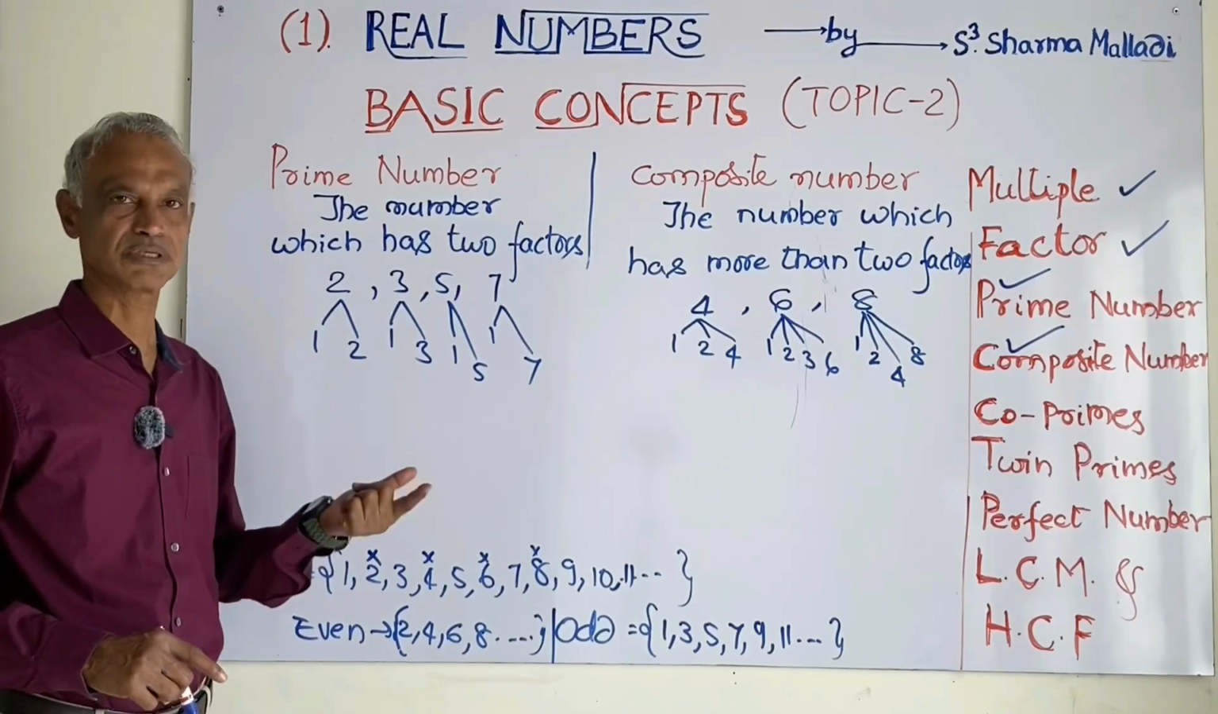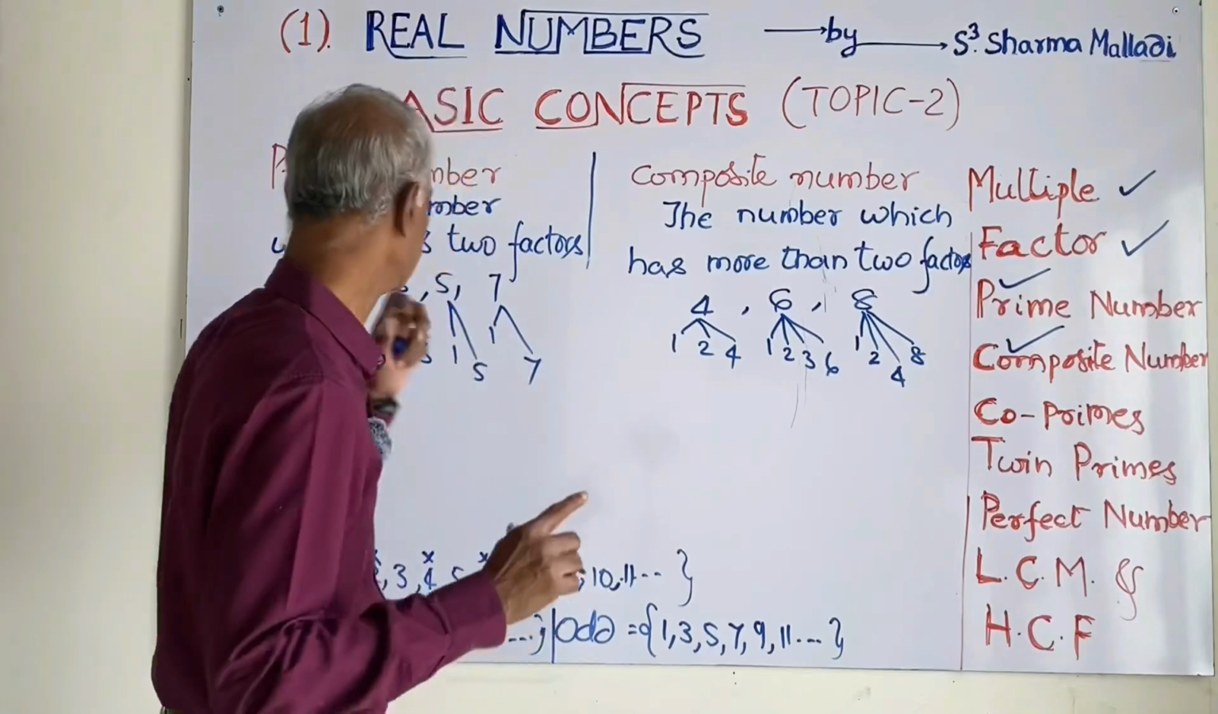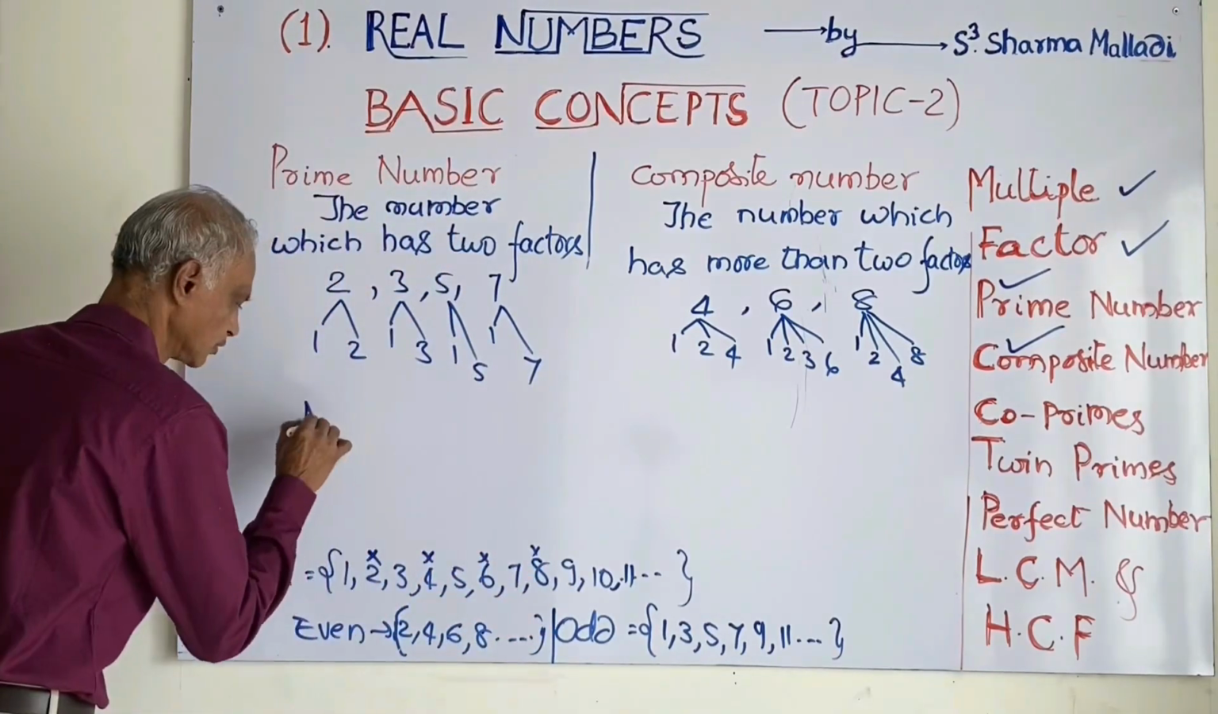10 is a composite number. All even numbers are composite numbers except 2. Note, you take note.